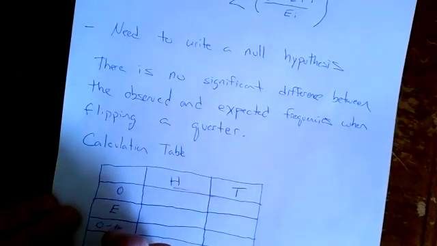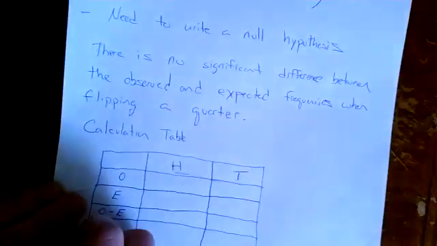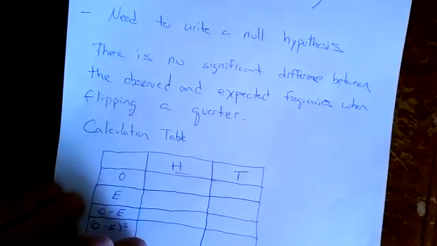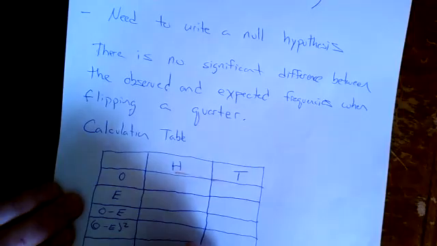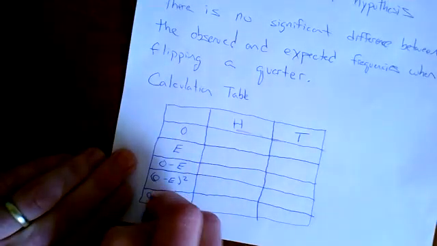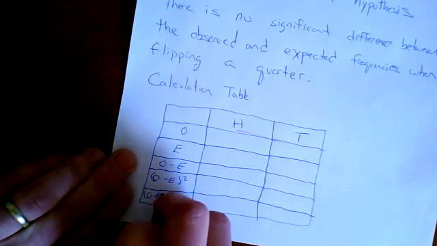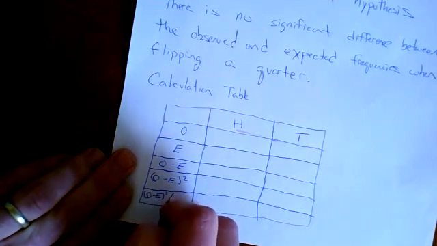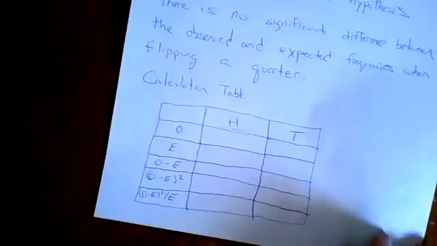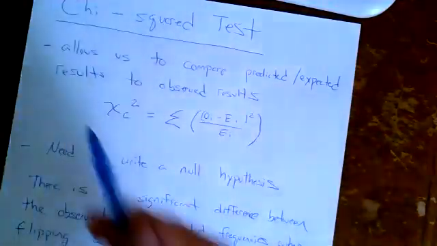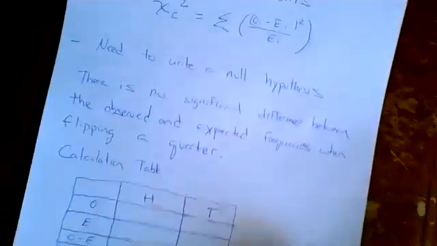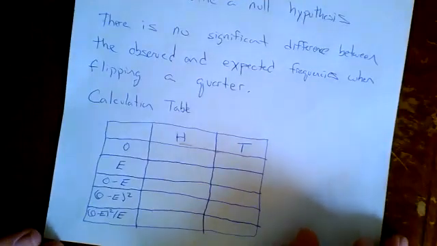observed minus expected? Notice this is part of this. What's our observed minus expected squared? And finally, what's our observed minus expected squared divided by E? So this is a calculation table. It'll take us through each part of this to give us a chi-square value. So let's run through it.